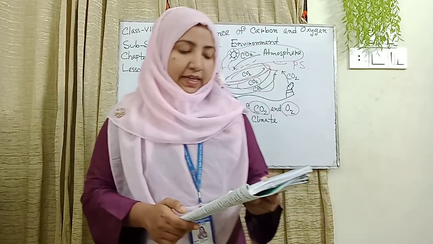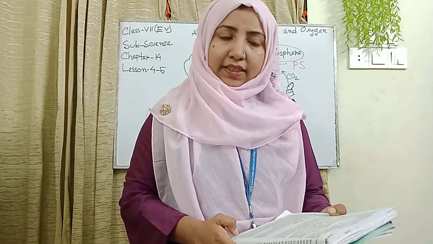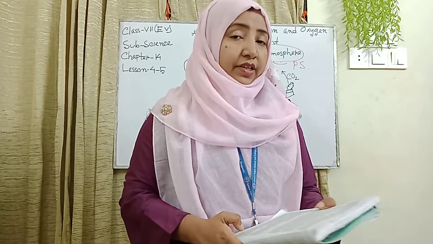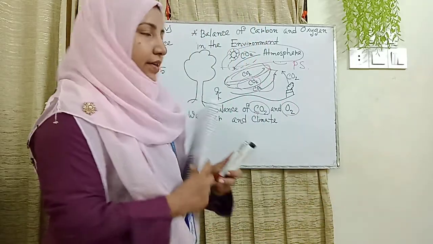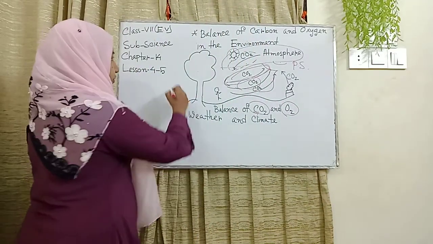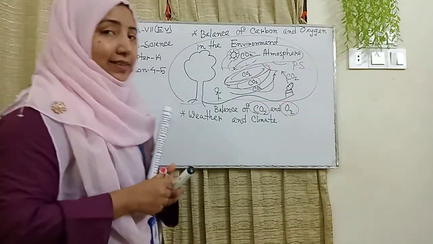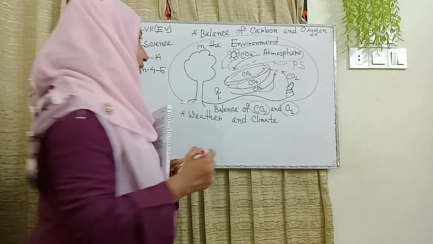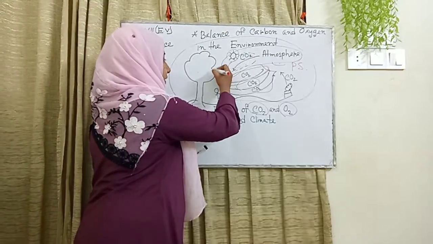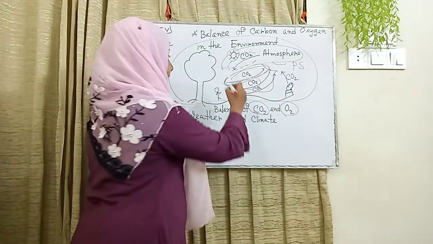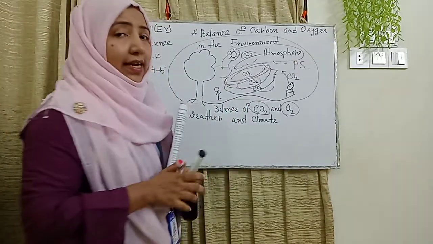Due to imbalance in nature, the climate has changed. We learn about it in this chapter. Basically, this structure is also the carbon cycle, or the carbon dioxide cycle. Here is the carbon dioxide cycle. Carbon dioxide is taken in for photosynthesis, and it is released into the atmosphere.